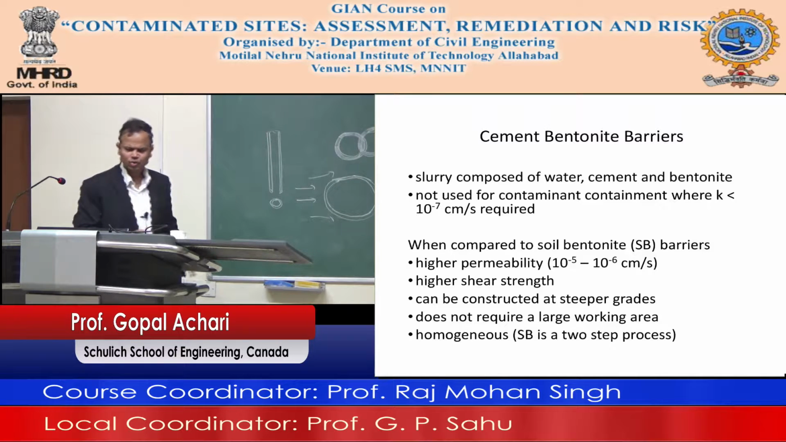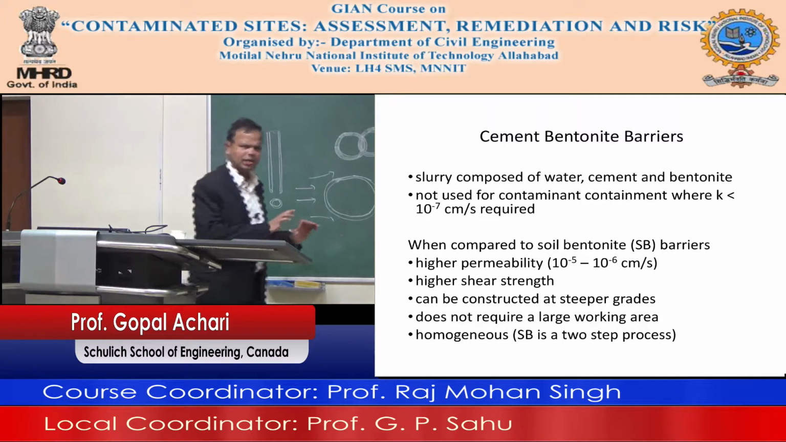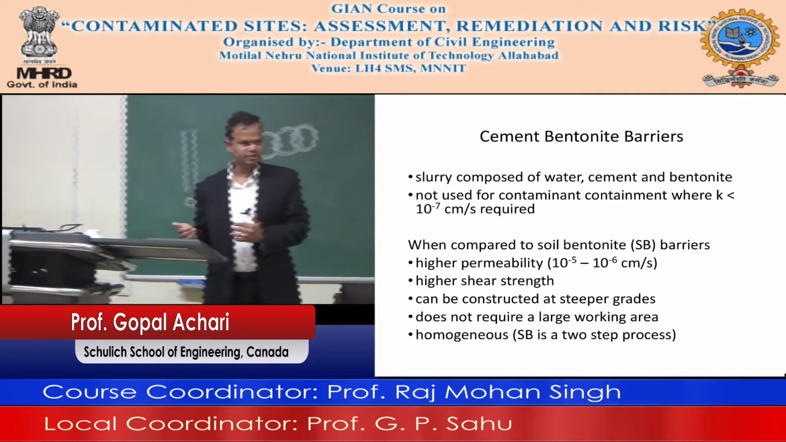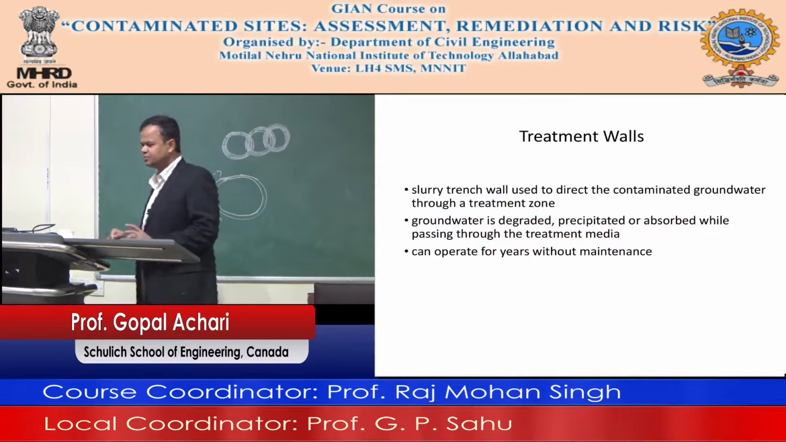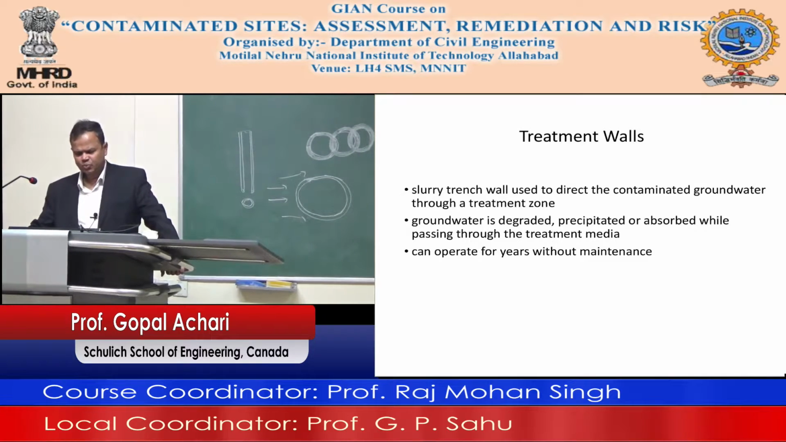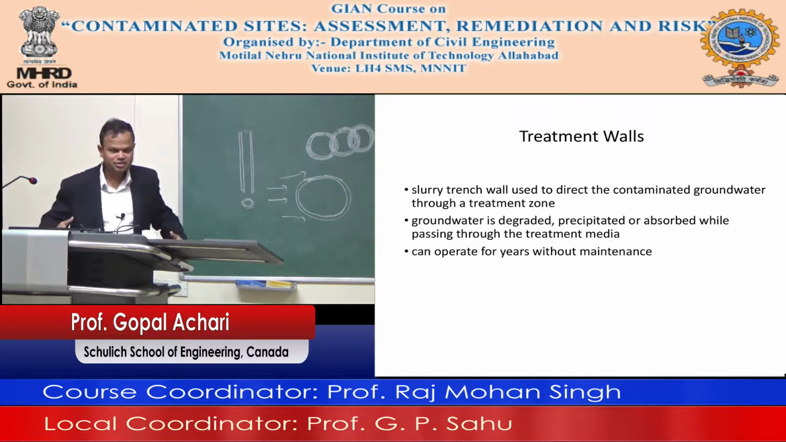Then there is something known as a treatment wall. These are basically preventative walls. These walls will prevent the migration. A treatment wall is a slurry trench wall used to direct the contaminant through a treatment zone. Remember I talked about funnel and gate a couple of days ago. A funnel and gate is an example of where you actually try to channel the water.